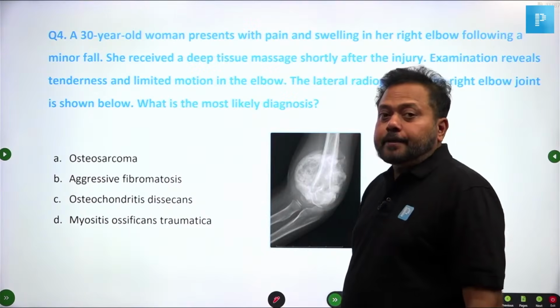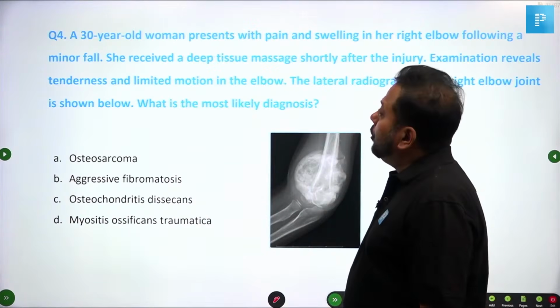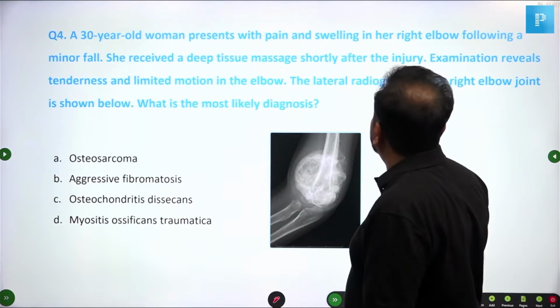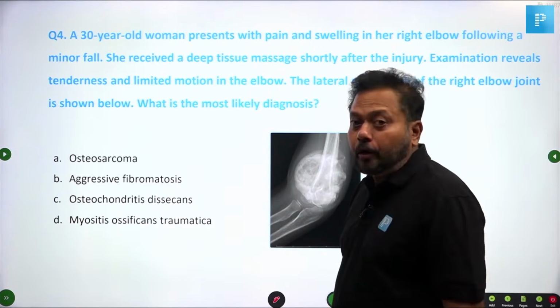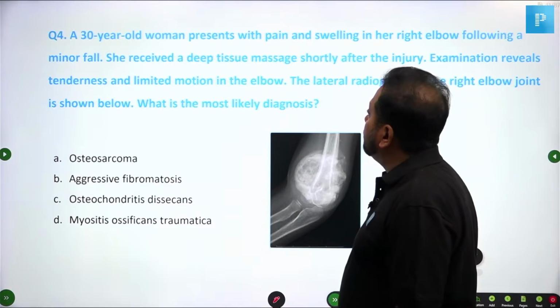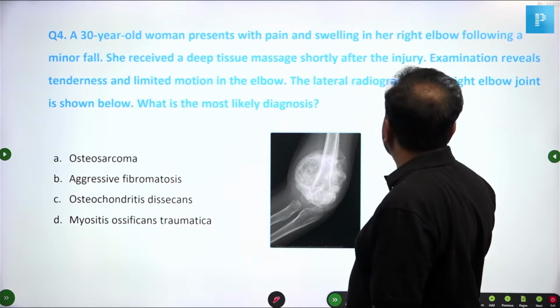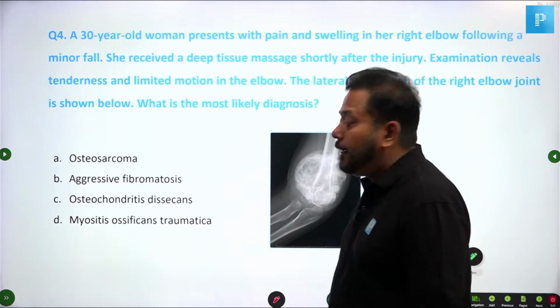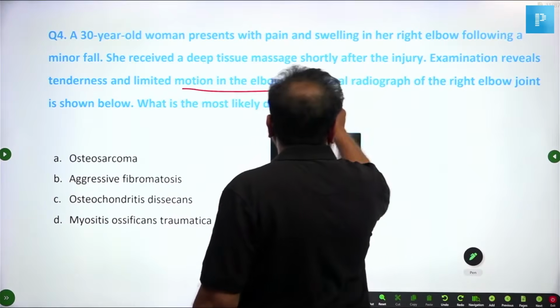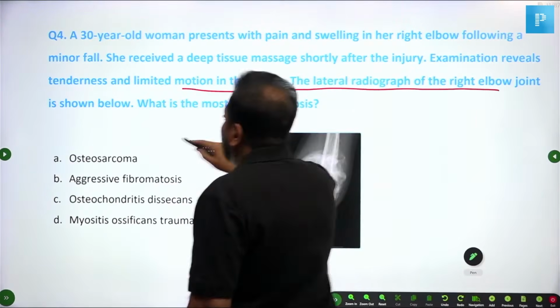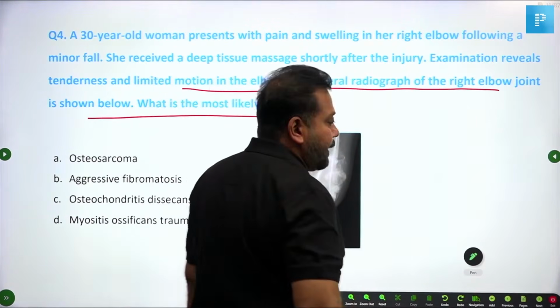Okay. This is the next question. A 30-year-old woman presents with pain and swelling in her right elbow following a minor fall. She received a deep tissue massage shortly after the injury. Examination reveals tenderness and limited motion of the elbow. The lateral radiograph of the right elbow is shown. What is the most likely diagnosis?